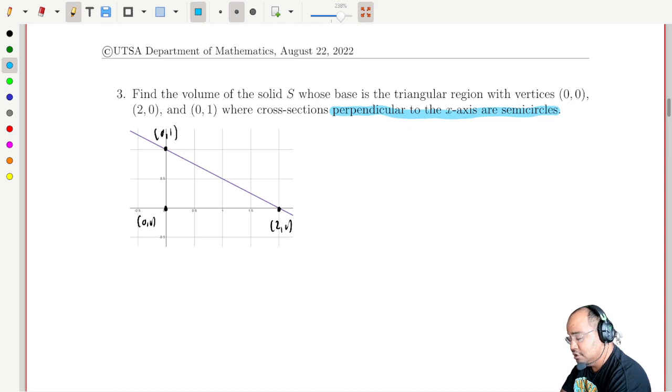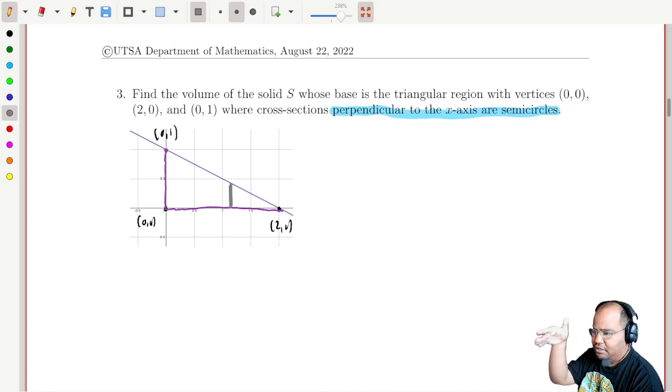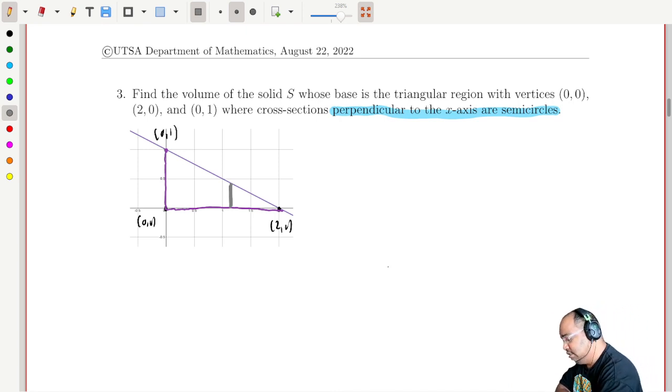So now let's think about what our cross sections would look like here. I'm going to first fill in what this triangle looks like. Try to do it in a similar looking color. Let's go ahead and make it purple. Okay, so we now have this triangle bounded in purple. And I'm going to draw in one of the cross sections here, in this sort of gray color. So this is a strip here that represents the diameter of a semicircle, as if I'm looking at it from the top down. And now let's look at it from the side.